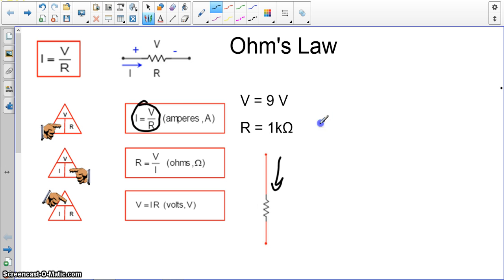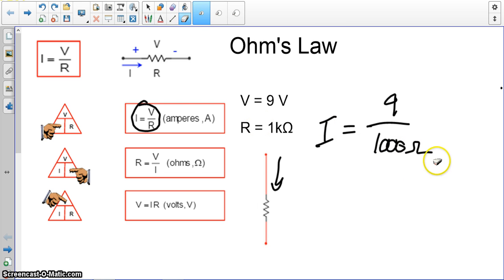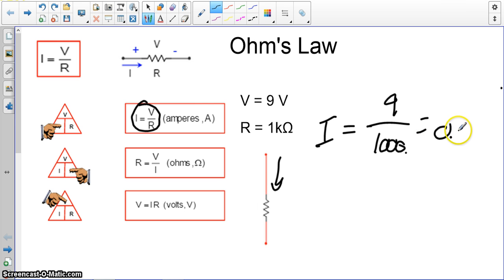So you're going to go I equals 9 volts, voltage, over 1,000 ohms. And then, actually, I usually don't put the units of measurement in mid-problem. So let me just get rid of that. It's 9 volts over 1,000 ohms, but mid-problem I never write the units. Well, obviously I do sometimes, because I just did. But here, you just divide it. Use your calculator and you get 0.009 amps.